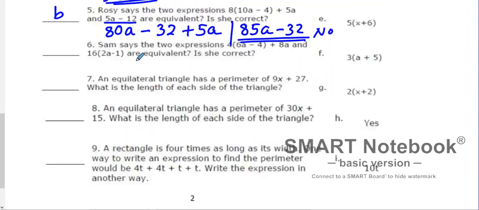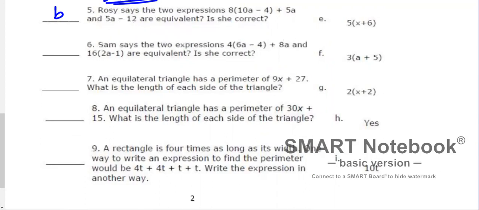All right, Sam says the two expressions. Okay, there is another question which needs a yes answer or a no answer. So let me try to do it. Sam says the two expressions 4 times (6a minus 4) plus 8a and 16 times (2a minus 1) are equivalent. Is she correct?